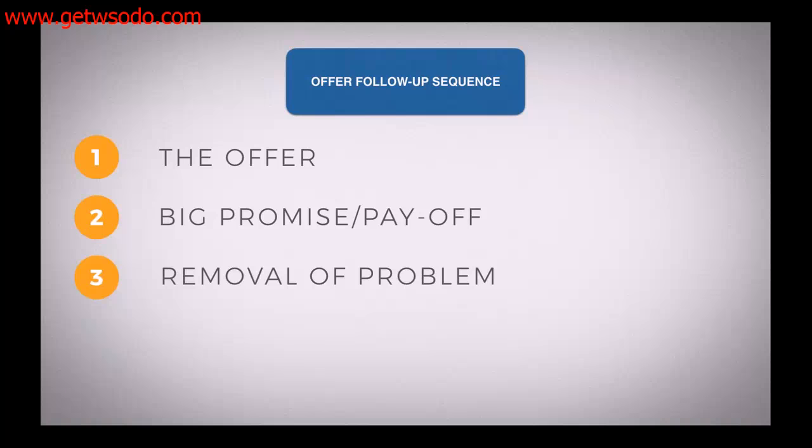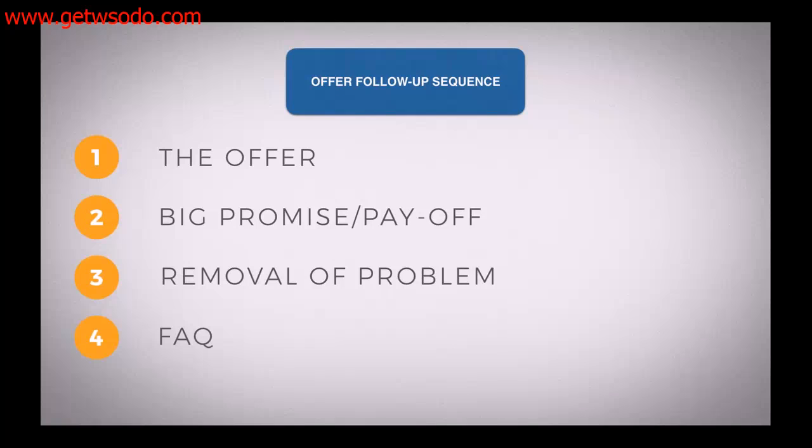Email number 3 focuses on the problem, and if you really want to break it down, we use problem, agitate, solve. So it focuses on the problem that they're dealing with right now, it agitates that problem, and then it solves the problem with a call to action to take advantage of the offer. So email 1, the offer and the benefits of the offer. Email number 2, the big payoff transformation. Email number 3 is the removal of the problem, agitate, solve.